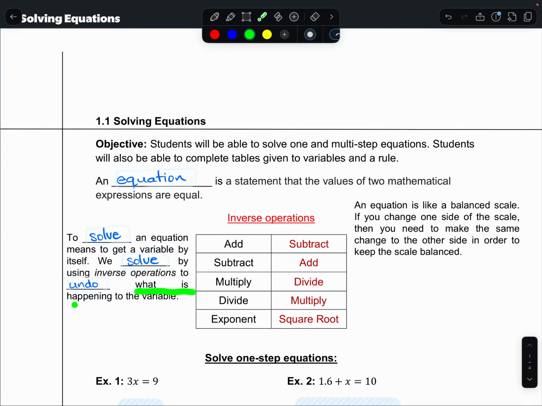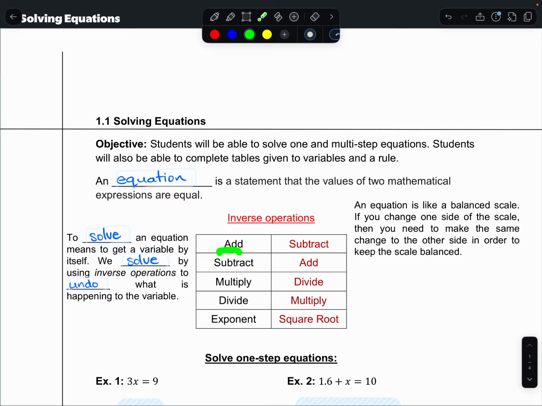This question here is something you should ask yourself every time you see an equation. What is happening to the variable? For example, and we'll get to example 1 in a moment, what's happening to the variable x? Well, it's being multiplied by 3. So whenever you see something like that, in this case we're multiplying by 3, the inverse operation is division. So we're going to divide by 3 in example 1 to undo multiplying by 3.